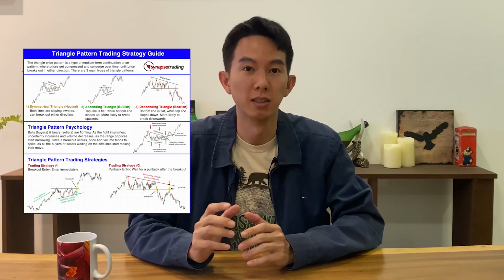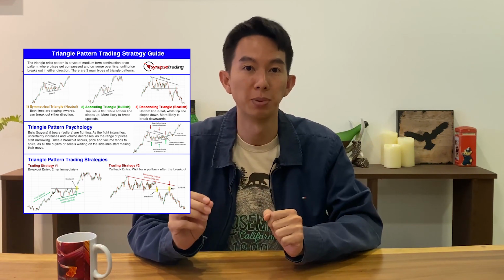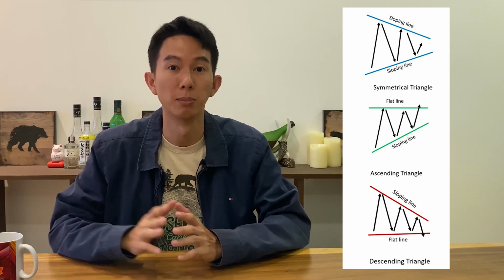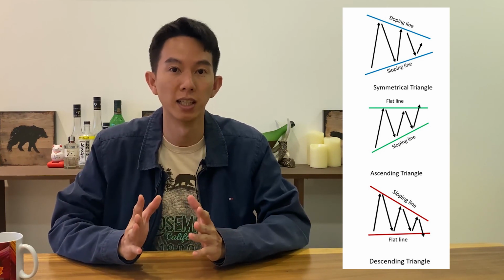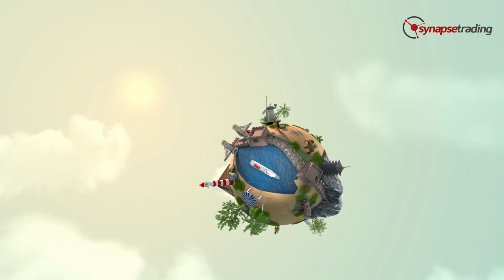The triangle price pattern is a type of continuation price pattern where prices get compressed and converge over time until price breaks out in either direction. There are three types of triangle pattern: the symmetrical triangle, the ascending triangle, and the descending triangle, each with different trading strategies.